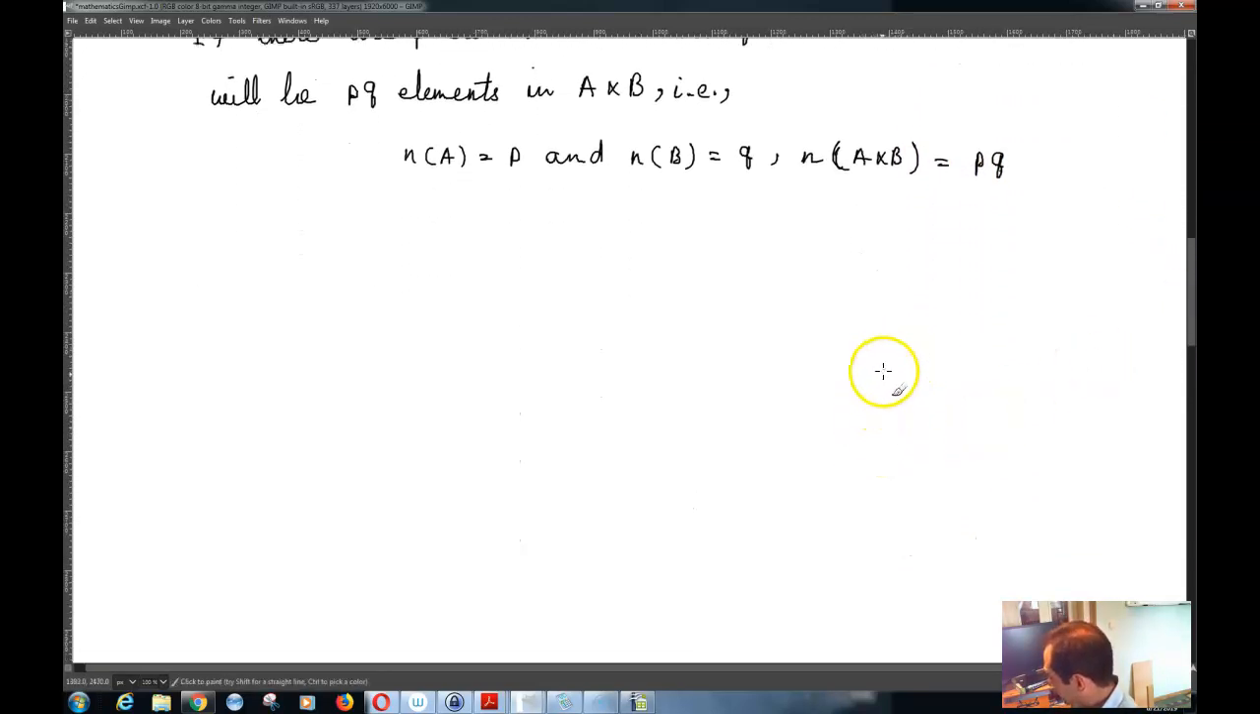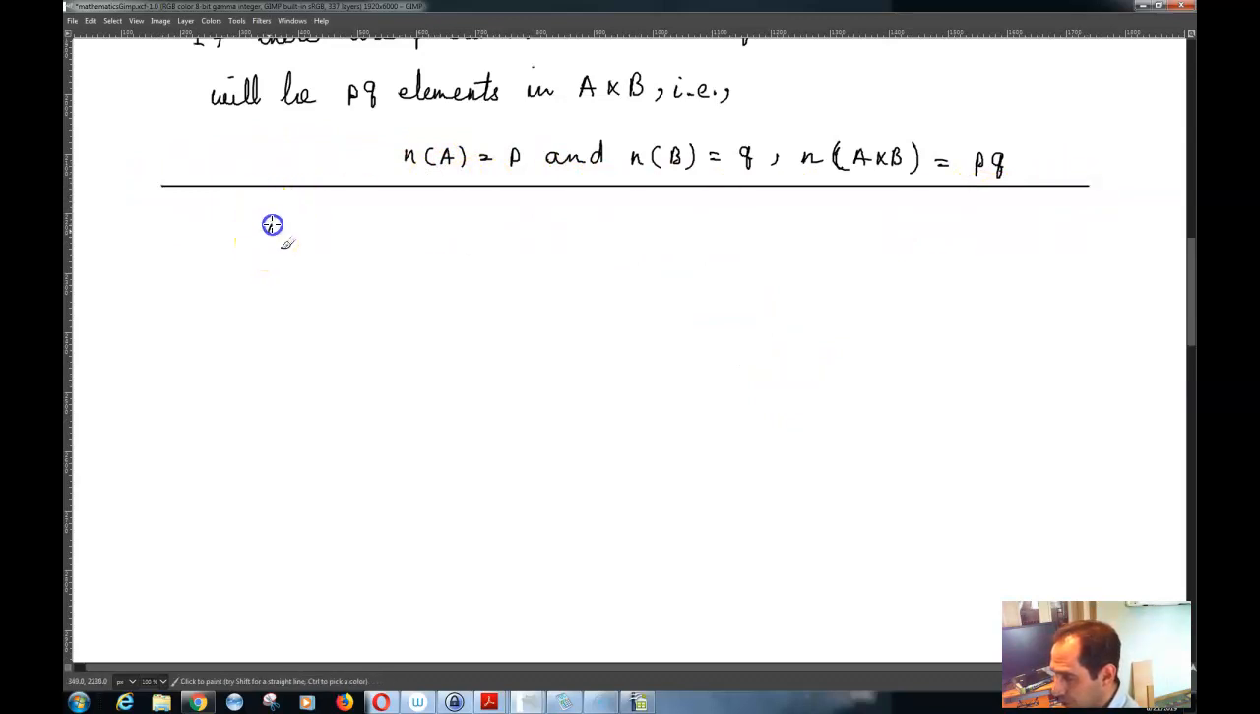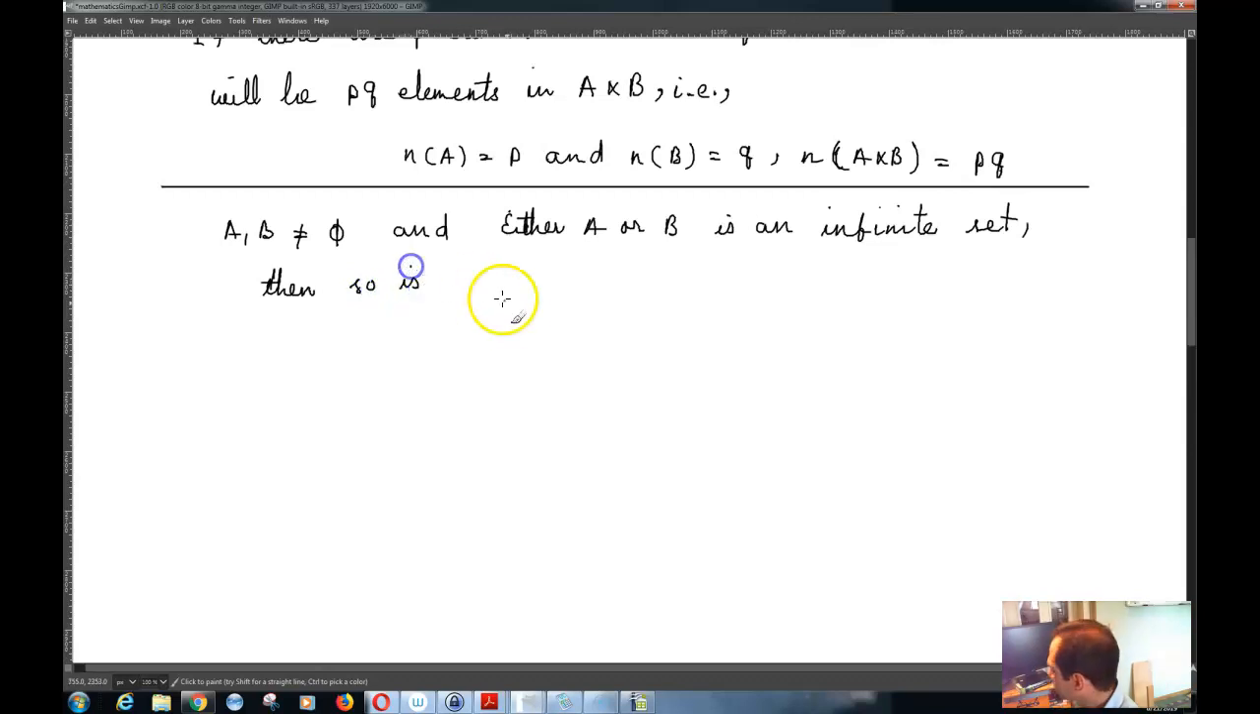So that is that. And if A and B are non-empty sets, and either A or B is an infinite set, then so is A times B. So basically, if A and B are non-empty sets not equal to phi, and either A or B is an infinite set, then so is A times B, because one of them is going to be an infinite set.